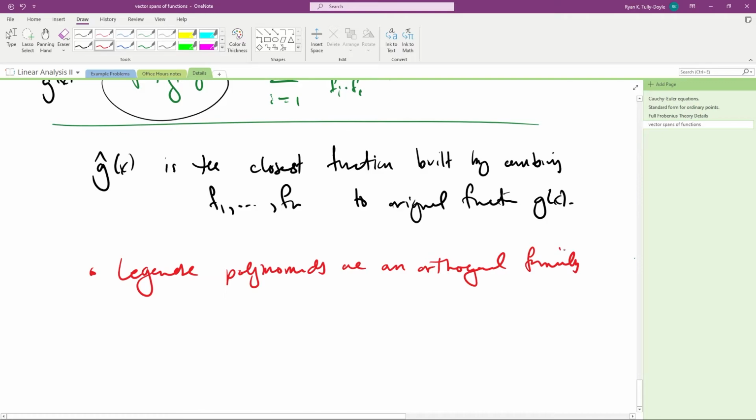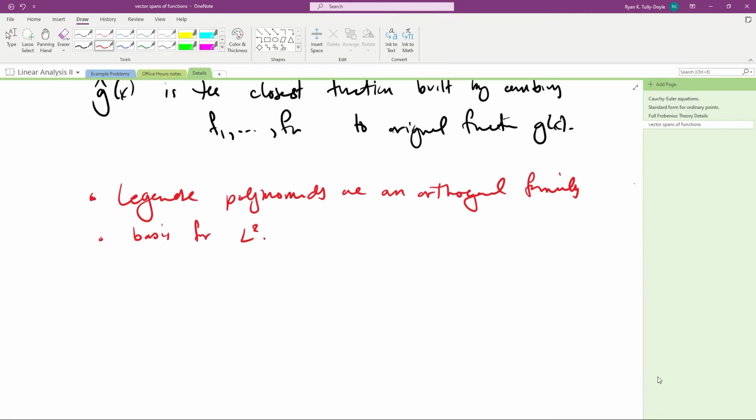Well, that seems like that makes them a good candidate for doing this kind of projection onto. And secondly, not only are the Legendre polynomials an orthogonal family, they're also a basis for L2. So what do I mean? I mean that I can write any function in L2 down and I can approximate it with Legendre polynomials.